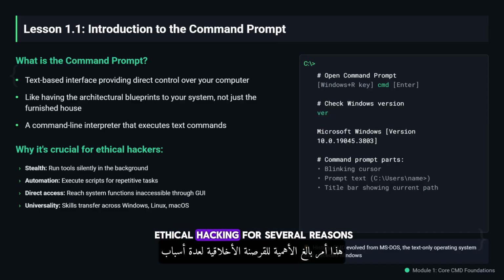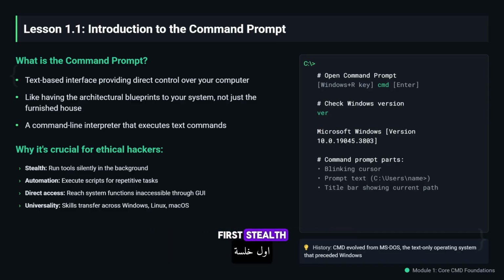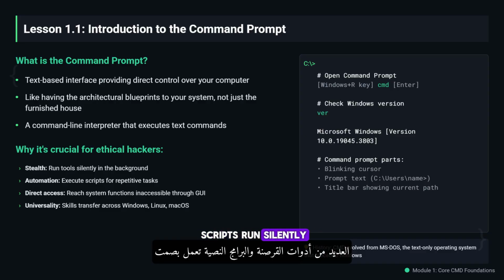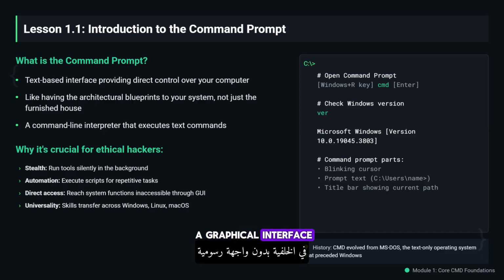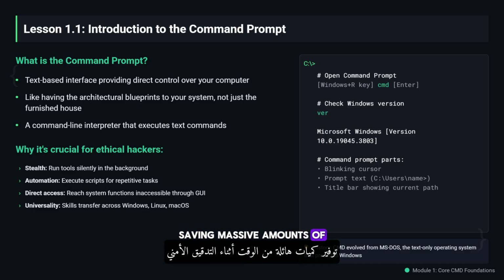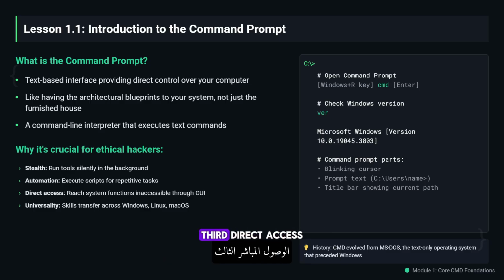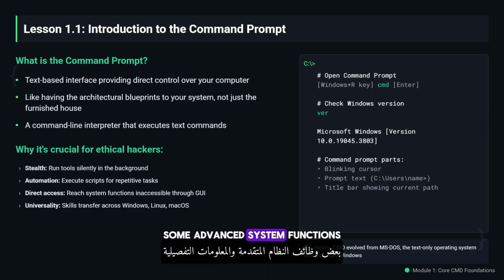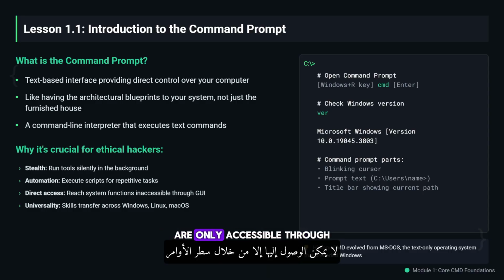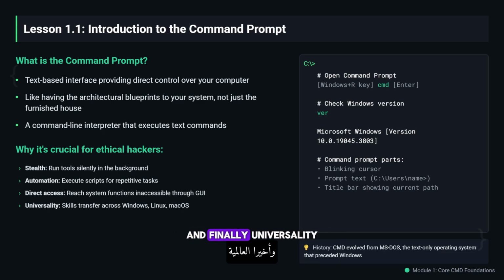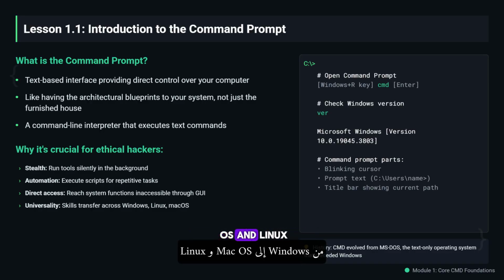This is crucial for ethical hacking for several reasons. First, stealth. Many hacking tools and scripts run silently in the background without a graphical interface. The command line is their natural environment. Second, automation. You can write simple scripts to execute a long series of commands automatically, saving massive amounts of time during a security audit. Third, direct access. Some advanced system functions and detailed information are only accessible through the command line. And finally, universality. Command line skills are transferable across nearly every operating system, from Windows to Mac OS and Linux.